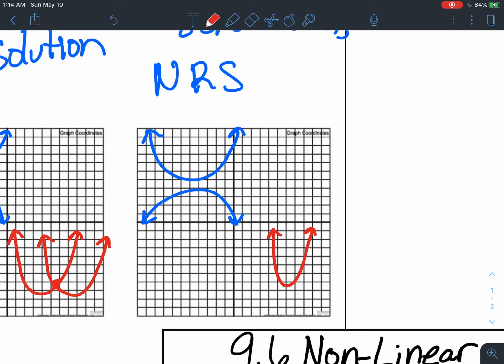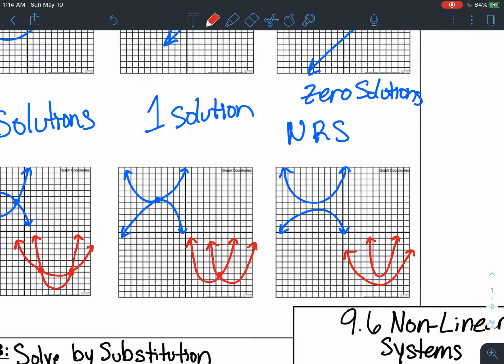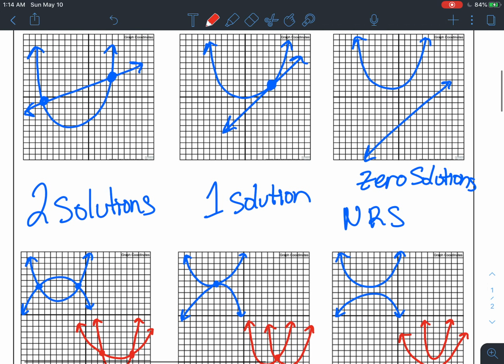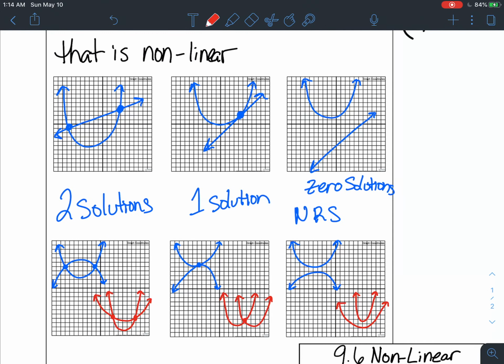If I had a narrow parabola and then a wider one, they're never going to intersect because the wider one is going to continue out wider, the narrow one goes more straight up, but they're not going to intersect with each other. So those are my different possibilities for numbers of solutions.